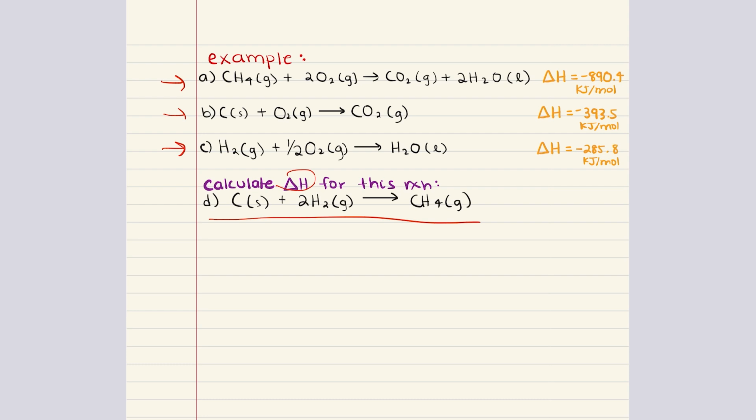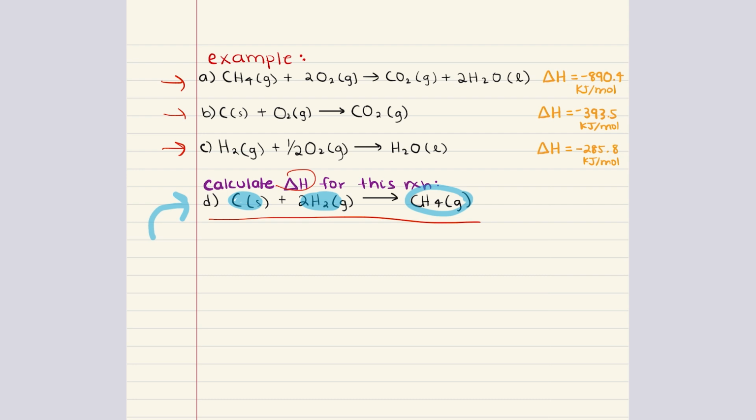So the first thing that we want to start off with is looking at our target reaction and noticing what our reactants are and what our products are. So here in our target reaction, we have carbon in solid form, graphite, plus 2 moles of hydrogen gas that react together to give us 1 mole of methane gas.